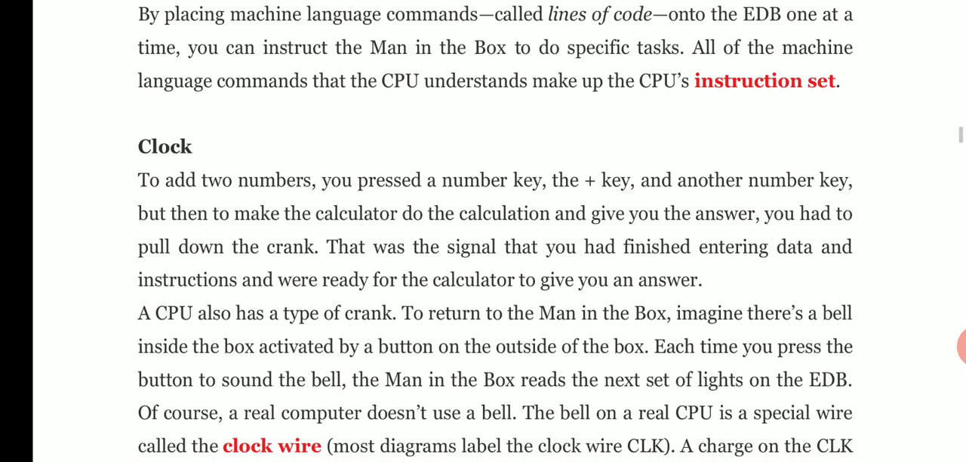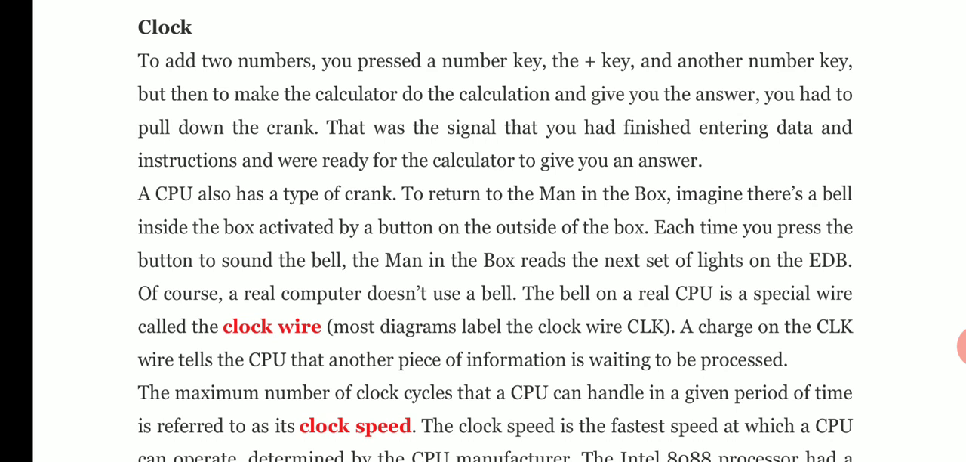So here there is one more concept, the clock. To add two numbers, you pressed a number key, the plus key, and another number key. But then to make the calculator do the calculation and give you the answer, you had to pull down the crank. That was the signal that you had finished entering data and instructions and were ready for the calculator to give you an answer, like we press the enter key. Okay, the CPU also has a type of crank to signal the man in the box.